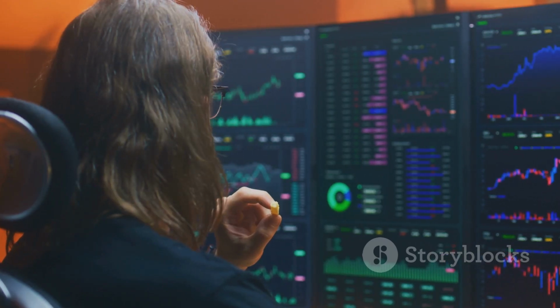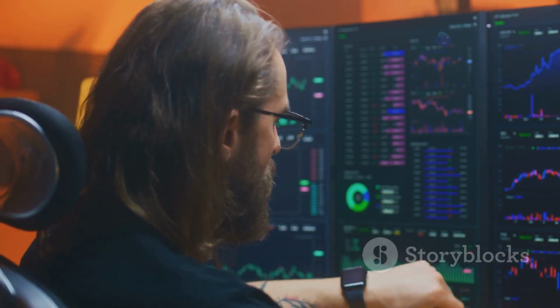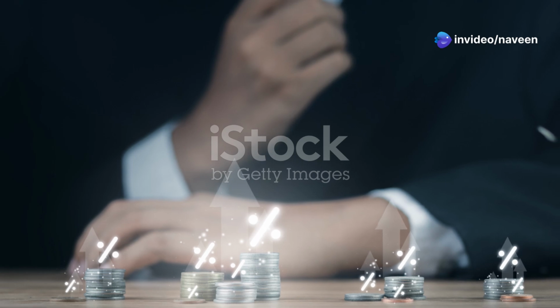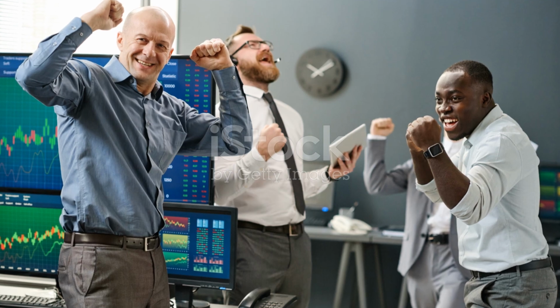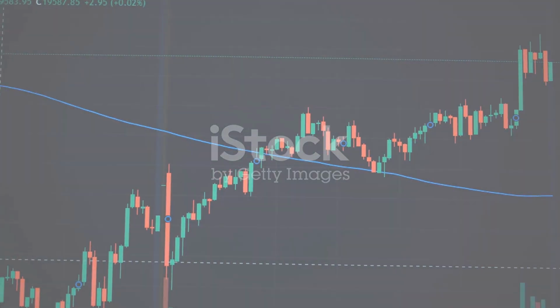Technical analysis is not about predicting the future with absolute certainty. Instead, it is about understanding probabilities and managing risk. By learning to read the language of the markets, traders can gain a significant edge. They can make smarter trading decisions.